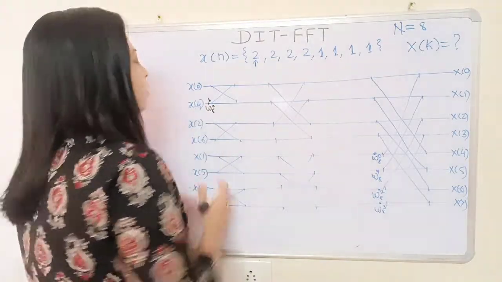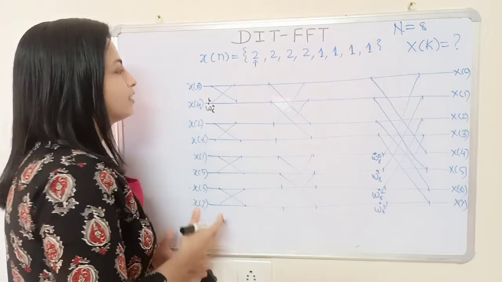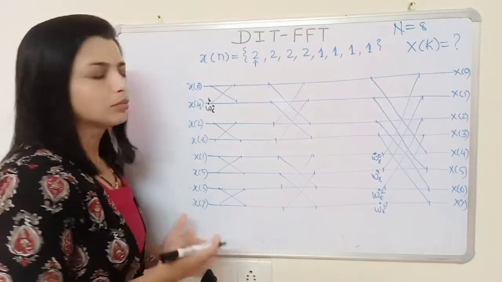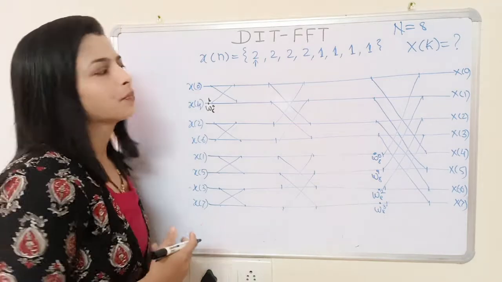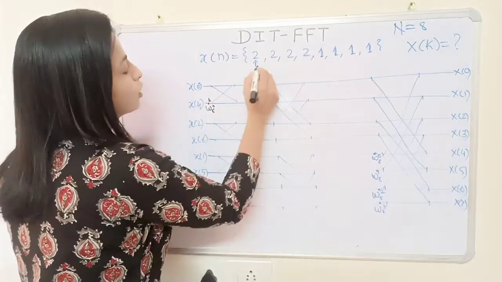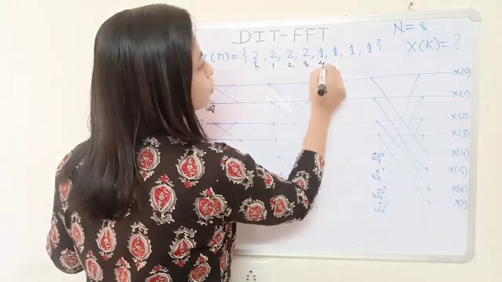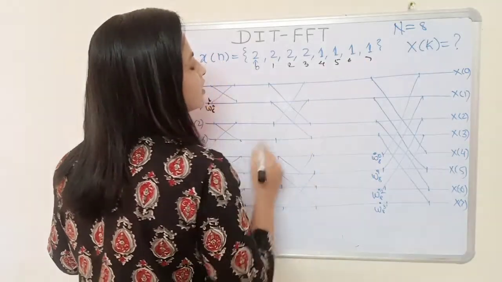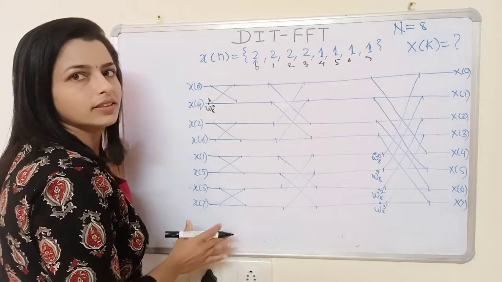First of all, write the sequence in scrambled order. We have seen that bit scrambling process, that is the bit reversal process, in our previous video. So scramble that and we'll write the samples. This is the 0th sample, first, second, third, fourth, fifth, sixth, seventh. Just write this down because we make a lot of confusion writing the numbers.